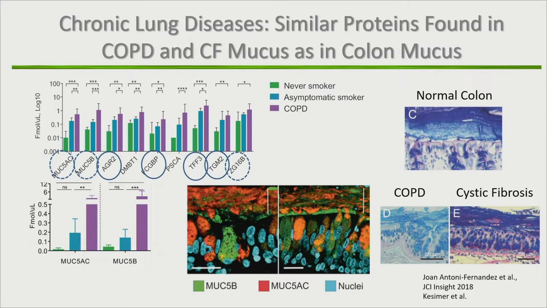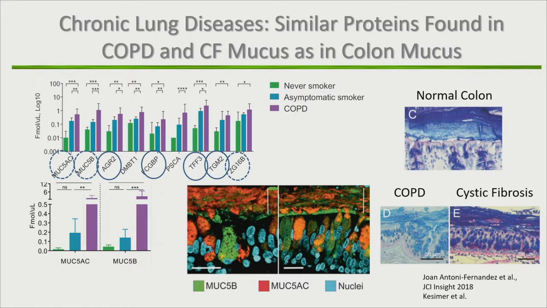Then I wanted to say a few things about what happens in disease, because I only talked about the normal situation. In disease, the first thing that happens is that you express both the MUC5AC and the MUC5B mucin in the same cells. And you also start to express a number of other molecules.